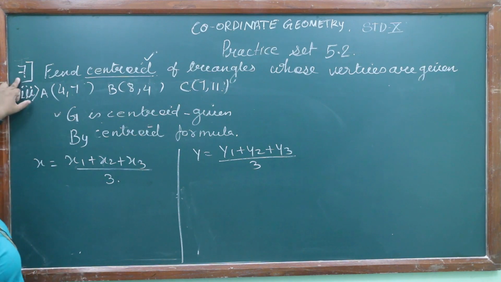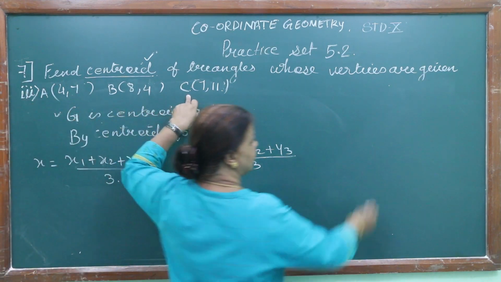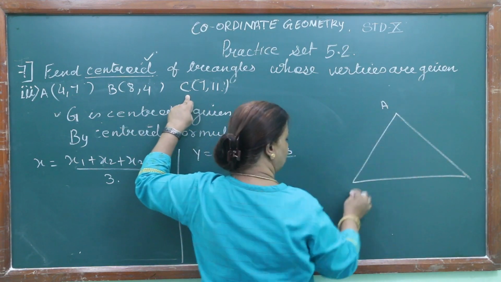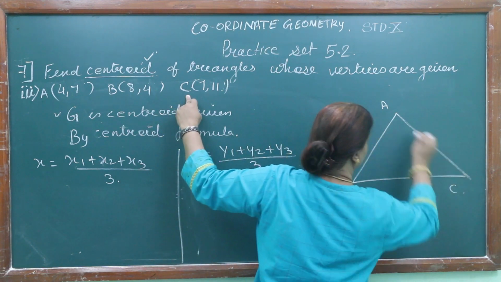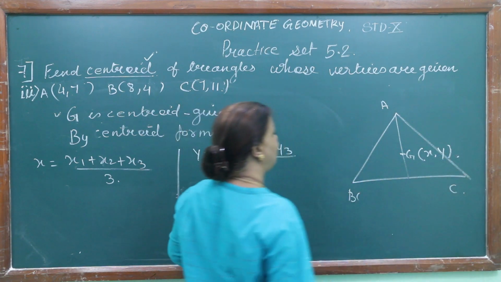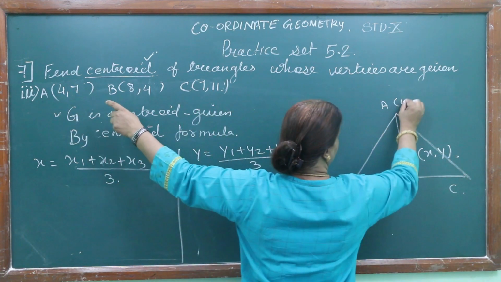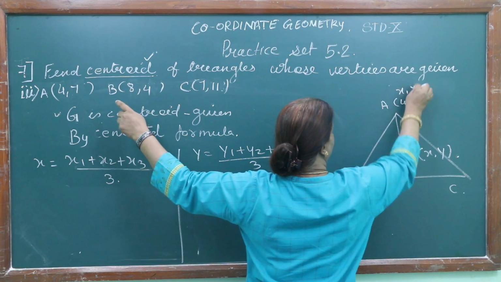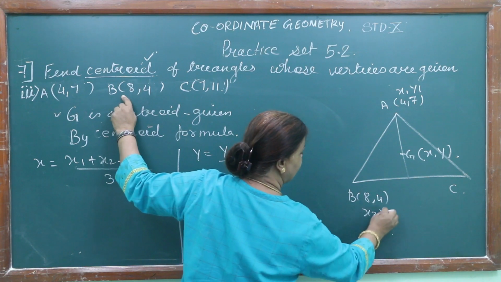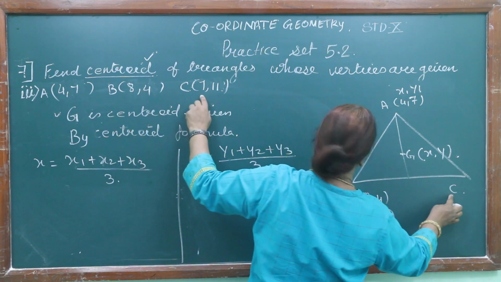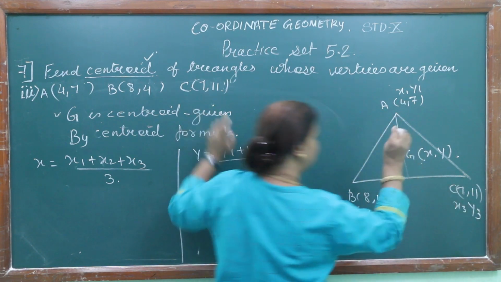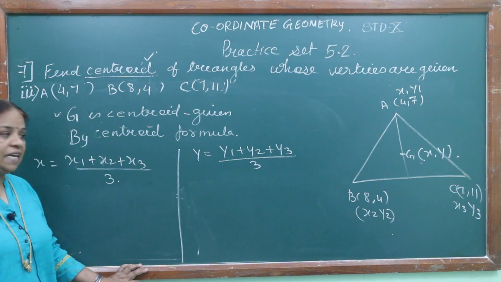Third sub question of 7. A, B, C coordinates are given. Let us draw. It is the 7th question. You know, children, what you need to find out: the centroid coordinates. G is here and we are assuming it as (x, y). A is given as (4, 7), that is x1 and y1, and B is given as (8, 4), x2 and y2, and C is given as (7, 11), that is x3, y3. We need to find out the coordinates of G, that is the centroid.